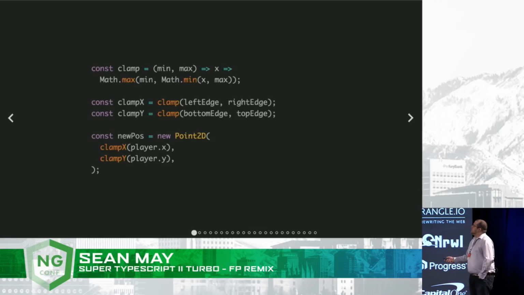So, again, moving a little forward, we see clamp. We have a min and a max, which returns a function x. This lets me make multiple clamps and clamp to multiple values. I can clamp x and I can clamp y, and those are just reusable functions now. I can use them all over my system, so I can make a new point based on clamp x and y based on my current position.